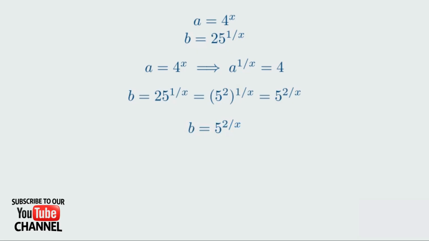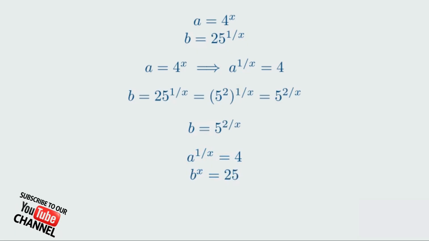There is a more direct path here. Let's consider the relationship between x and 1 over x. If a is 4 to the x, then taking the xth root gives us 4. If b is 25 to the 1 over x, taking the reciprocal of the exponent gives us b to the x equals 25. We have two equations: a to the 1 over x equals 4, and b to the x equals 25. We need a way to combine these that eliminates x. What if we raise the first equation to the power of x and the second to the power of 1 over x?